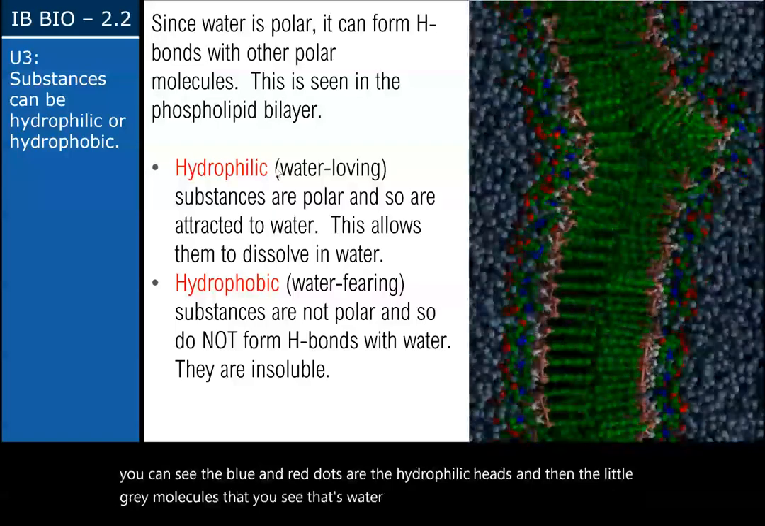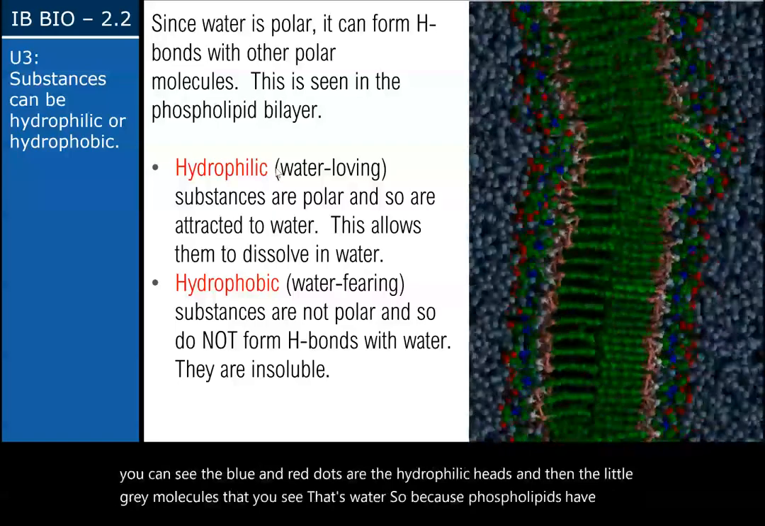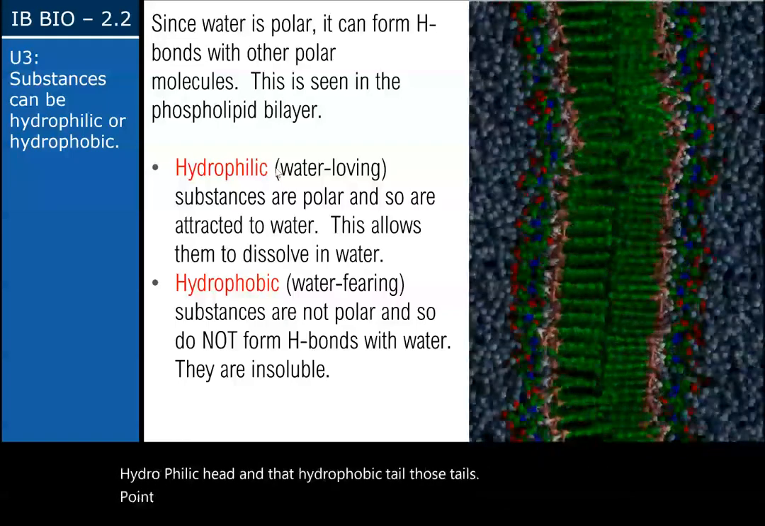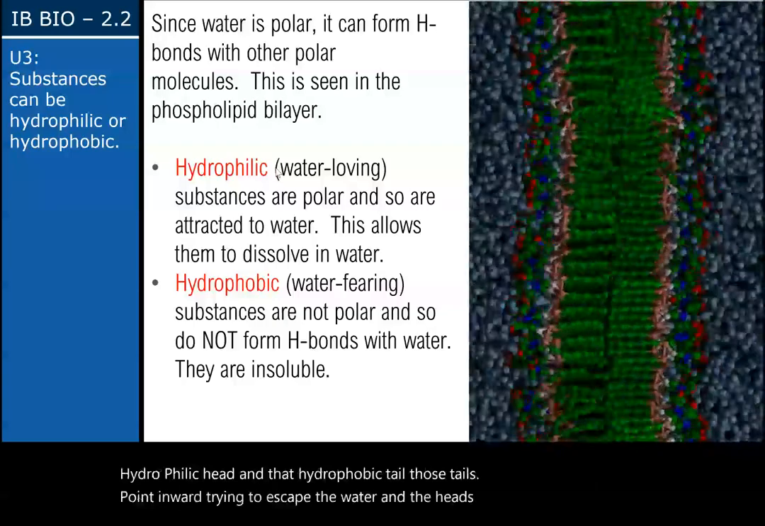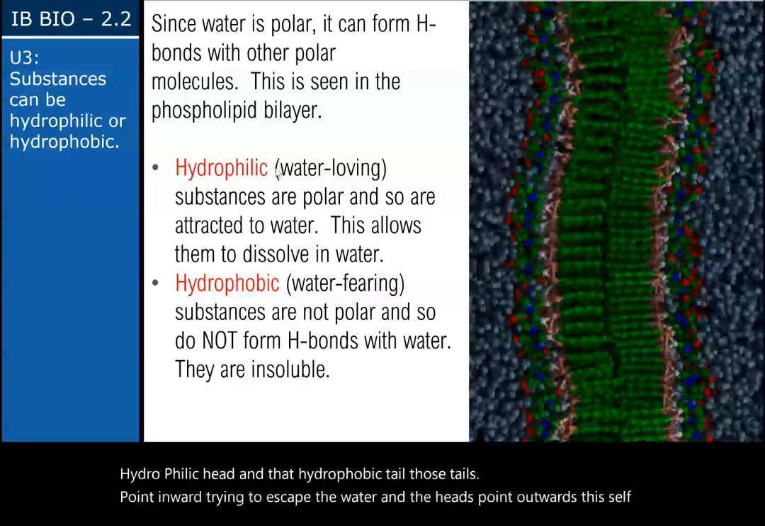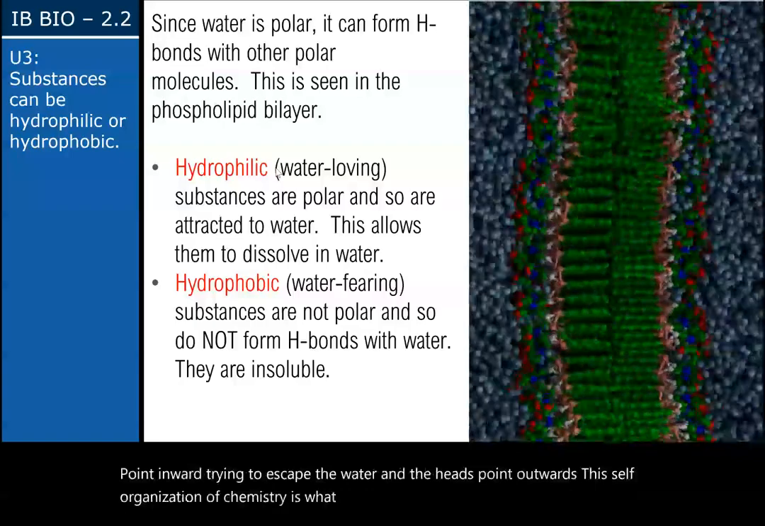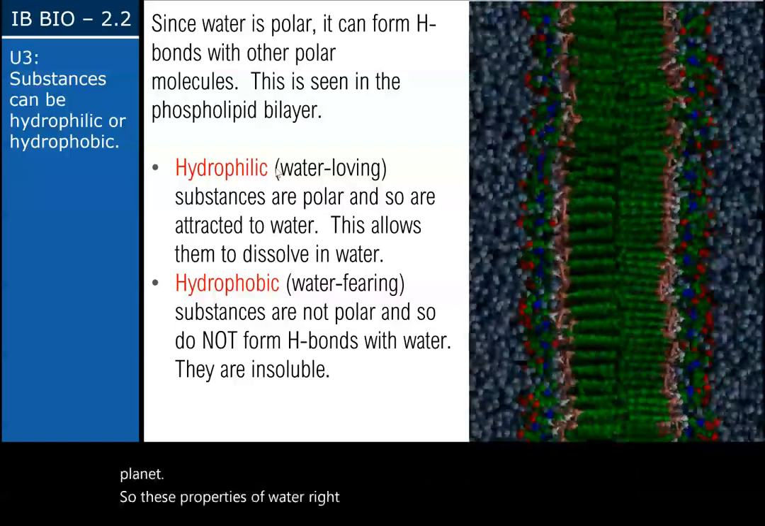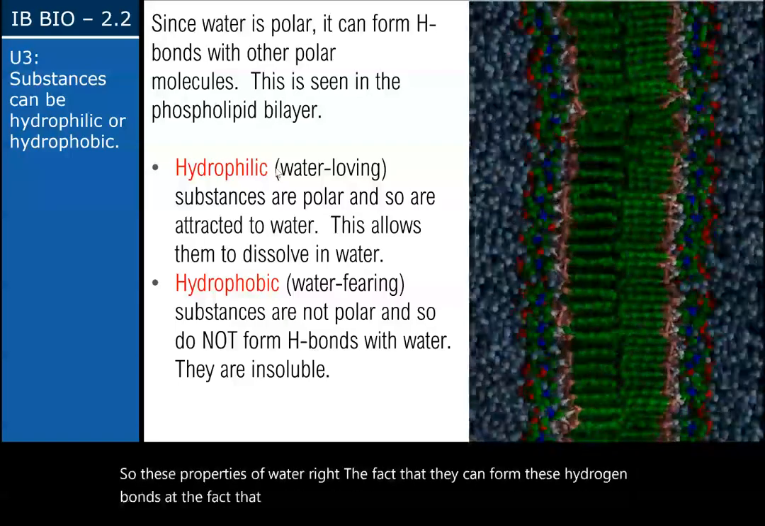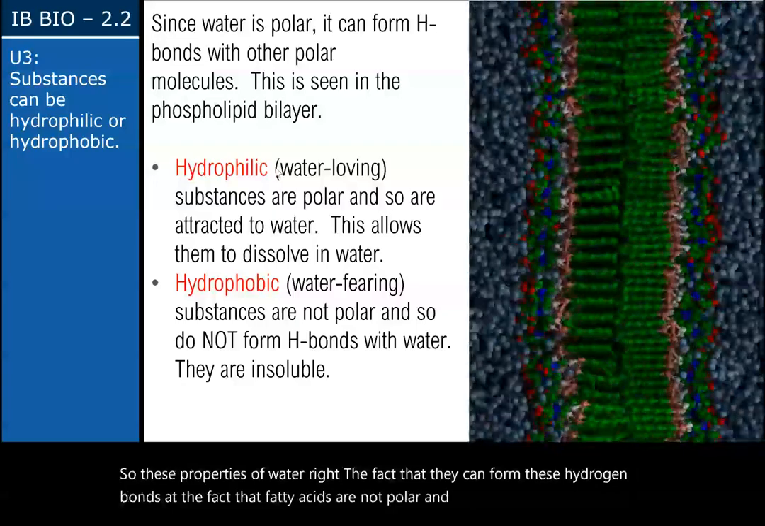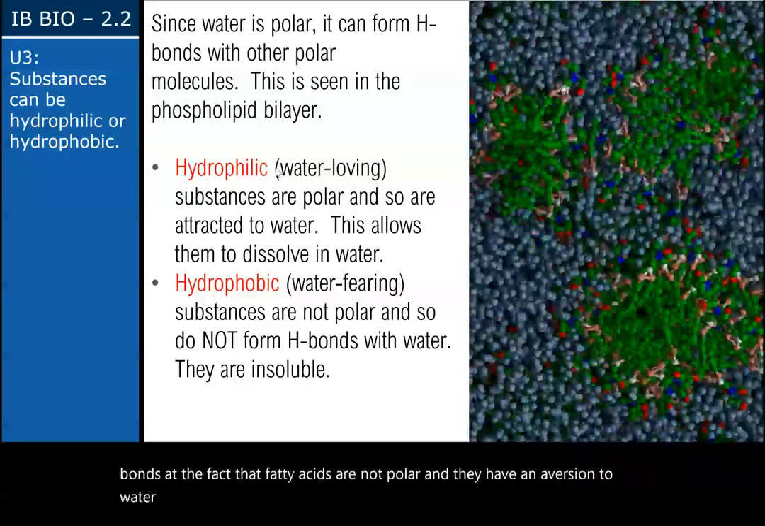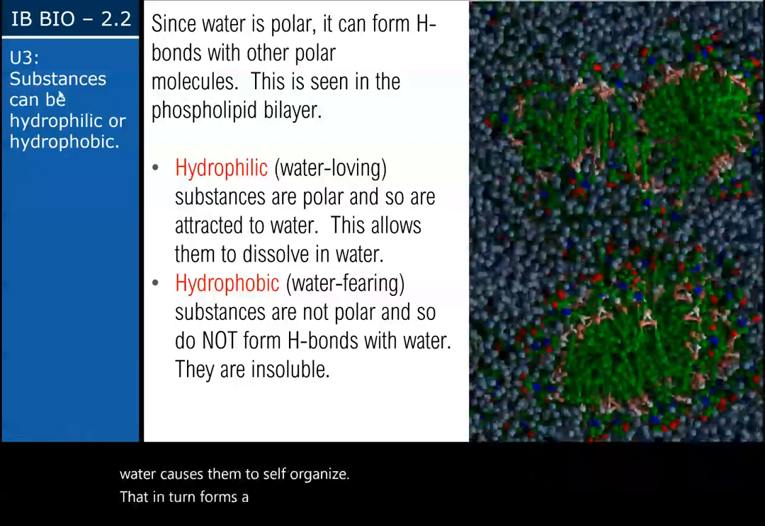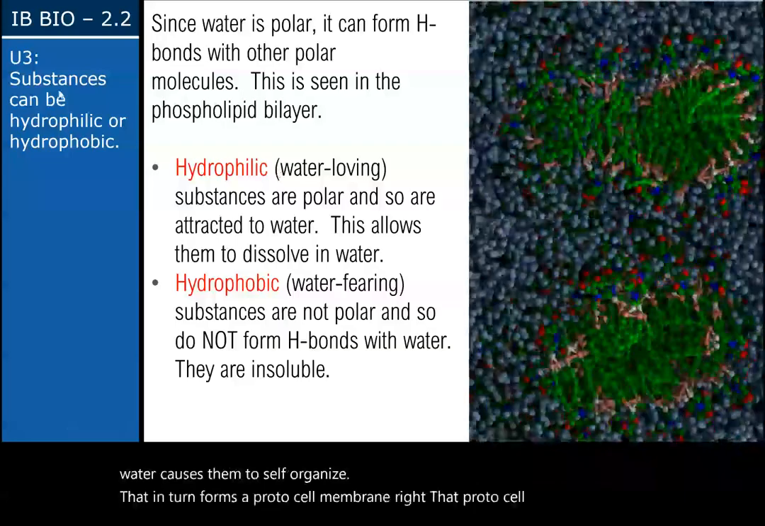Because phospholipids have that hydrophilic head and that hydrophobic tail, those tails point inward, trying to escape the water, and the heads point outwards. This self organization of chemistry is what helped lead to the origination of life on our planet. So, these properties of water, the fact that they can form these hydrogen bonds, and the fact that fatty acids are not polar and have an aversion to water causes them to self-organize. That in turn forms a protocell membrane, right? That protocell membrane becomes a cell membrane later on.